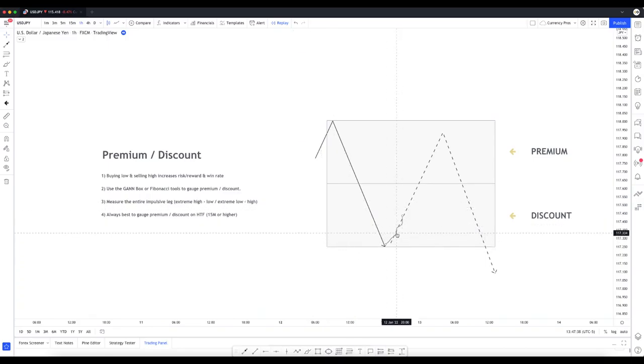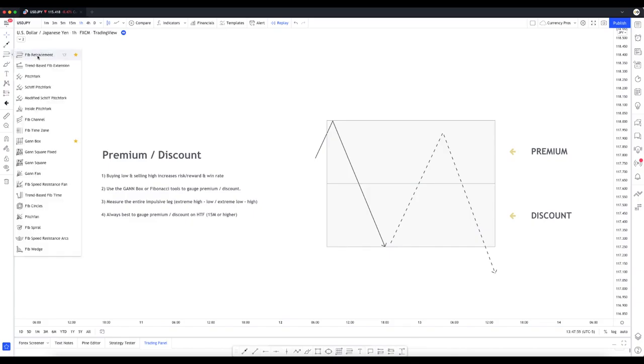So let me just clean this up a bit. There we go. So how do we gauge premium and discount pricing? Well, for me personally, I use the Gann box tool or the Fibonacci tool. You can find them both in the toolbar on the left-hand side, right up here where it says Gann and Fibonacci tools. Fib retracement, Gann box, very simple.